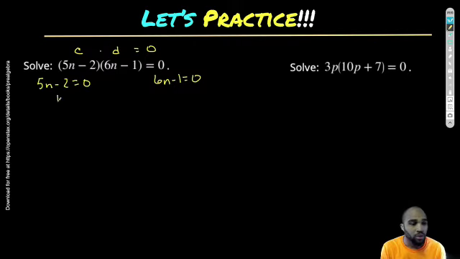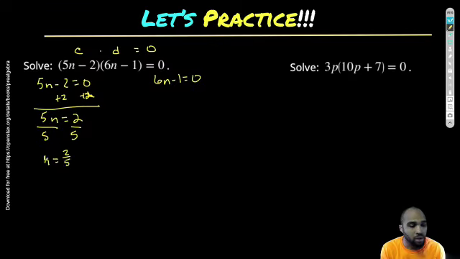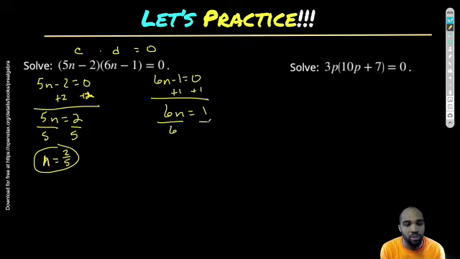So let's go ahead and solve it using some basic good algebra here. Adding 2 to both sides, 5n equals 2. Divide both sides by 5. And we end up with n equals 2/5. All right, so over here we get adding 1 on both sides. 6n equals 1. Divide by 6 on both sides. And n equals 1/6.